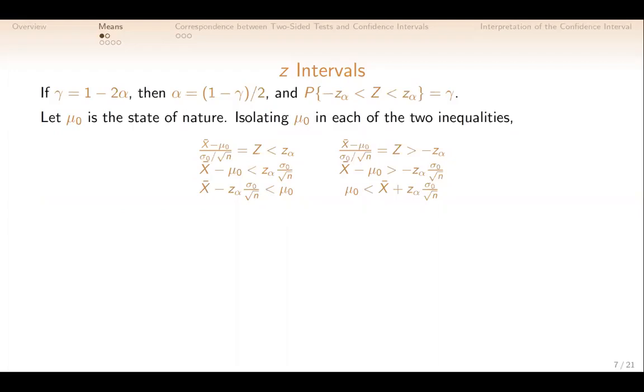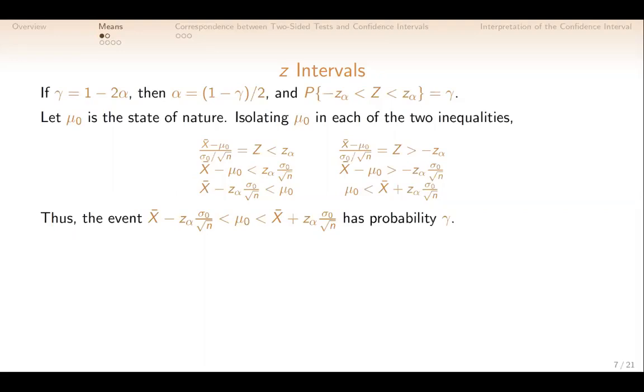So I get mu naught is less than x bar plus z alpha sigma naught over the square root of n. And I did that little funny bit of algebra so that the mu naughts were put together in the end so I can create one inequality. X bar minus z alpha sigma naught over the square root of n is less than mu naught is less than x bar plus z alpha sigma naught over the square root of n. It has probability gamma.